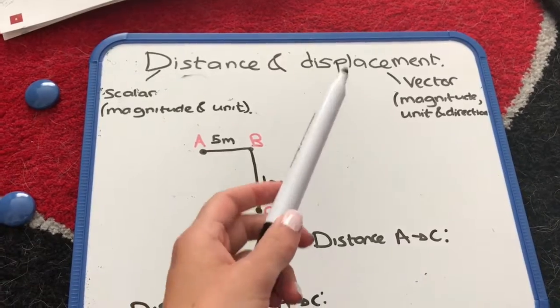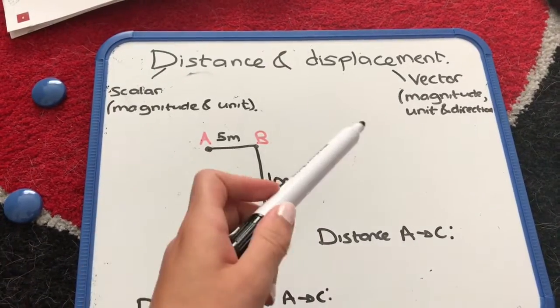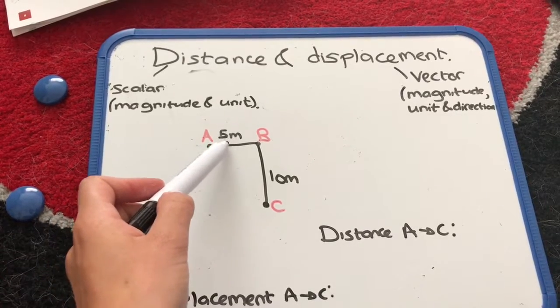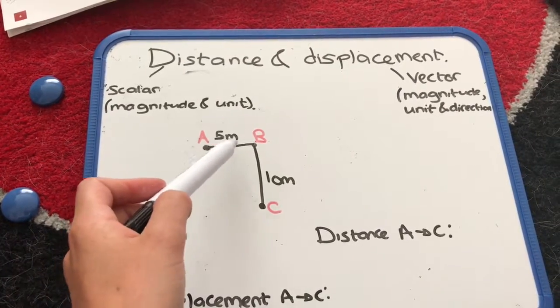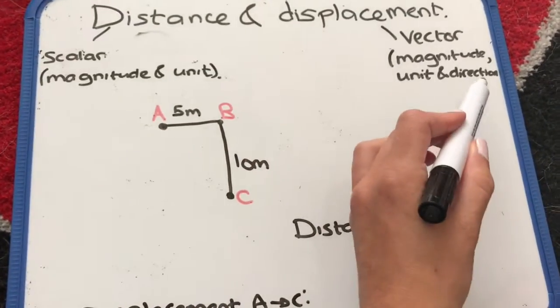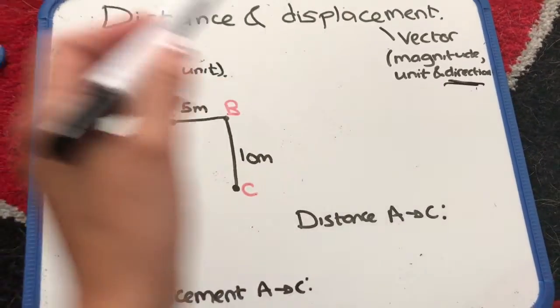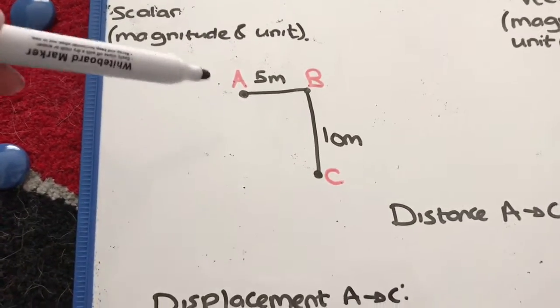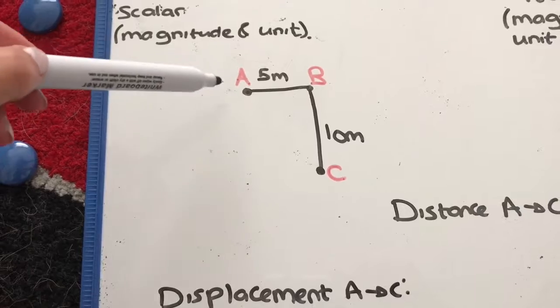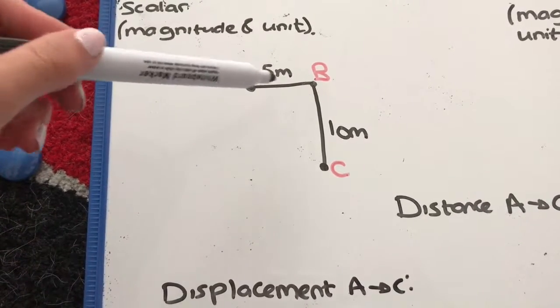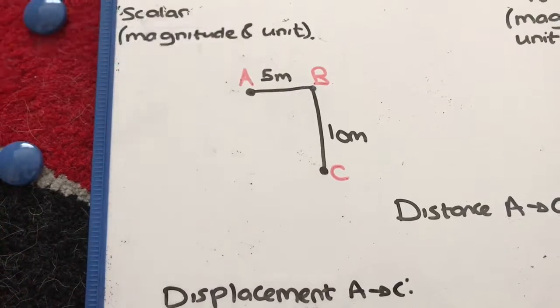A displacement is also measured in meters and it also has a magnitude. In this example here, it would be 5. However, displacement is known as a vector because it also has a direction, and I will show you in this example what I mean by that. So say this was a diagram of somebody walking from A to B and then from B to C.